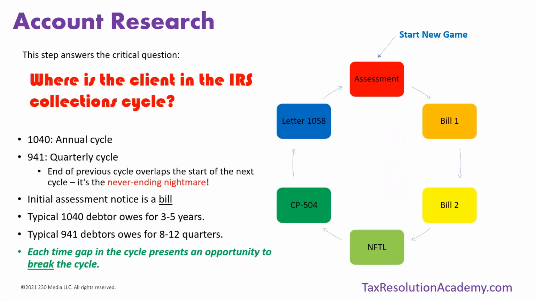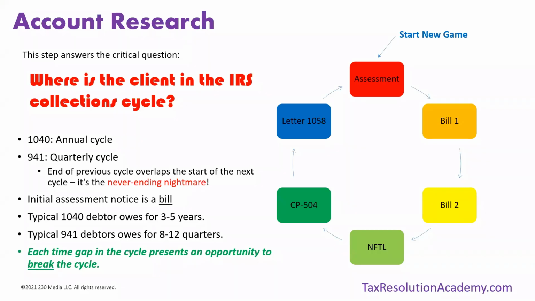The account research step answers the critical question of where is the client in the IRS collections cycle? The diagram that you see up here on the screen, this is the IRS Notice Cycle. Get a couple of bills, potentially an NFTL, first notice of intent to levy, second notice of intent to levy. Each of these has time gaps in between them. These time gaps give you time to do things to resolve the tax debtor's situation.